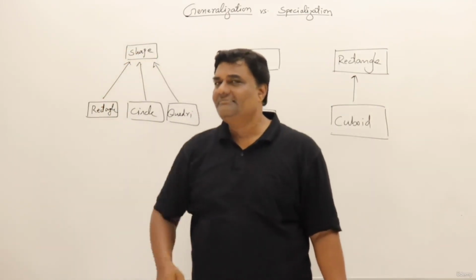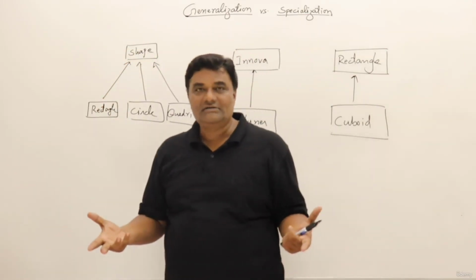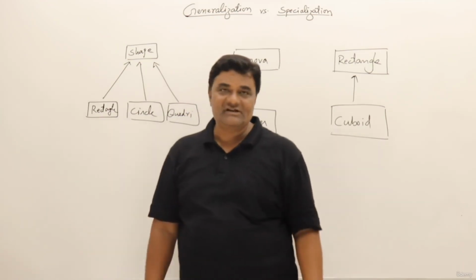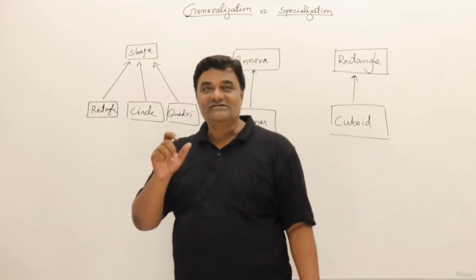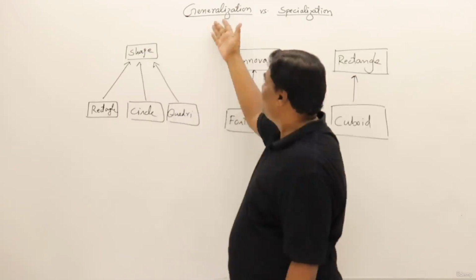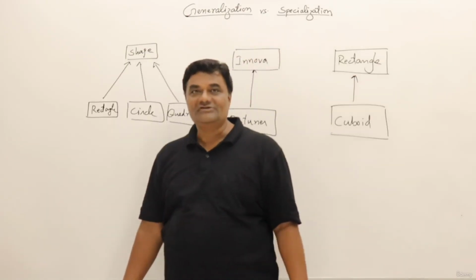Now you calculate area and perimeter of a shape. You can't. There are no dimensions for shape, right? It's a generalized term. So this is an example of generalization. This is an example of generalization.